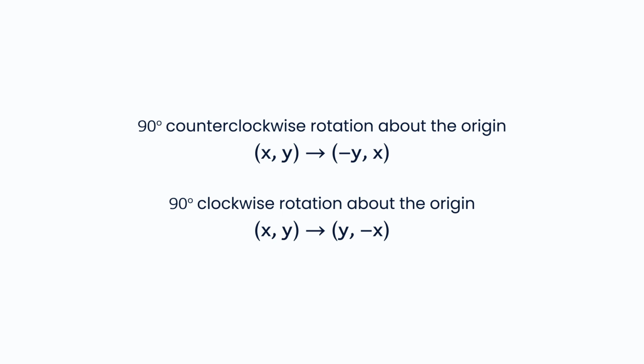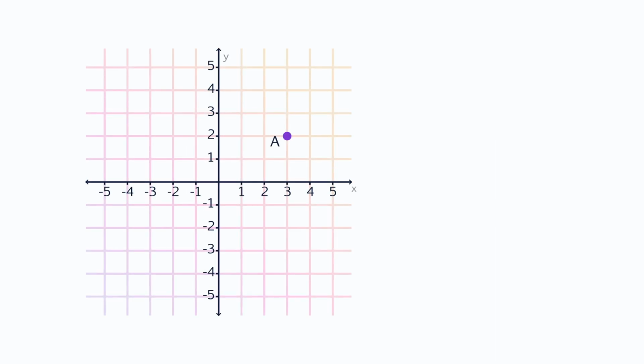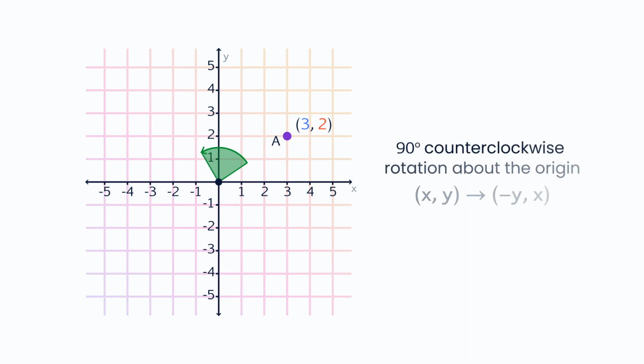Let's see how this works with an example. Take the point A at (3, 2). What are the coordinates of point A after a 90-degree counterclockwise rotation about the origin? According to the rule, (x, y) turns to (-y, x). So, (3, 2) turns to (-2, 3). Let's plot the rotated point here and label it B.